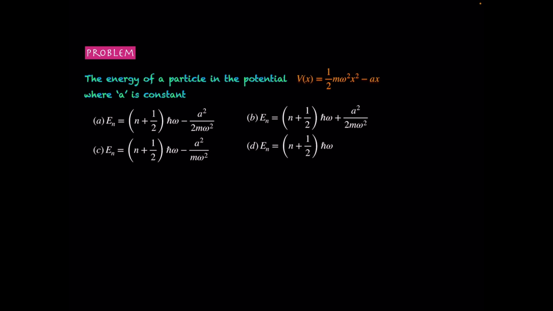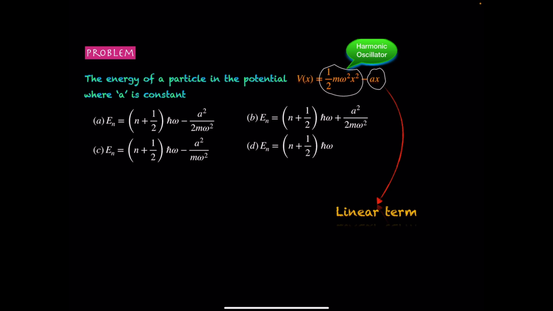Before going into the problem, let us analyze this potential first. As you can see, the first term that appears in the potential is a very well known term to you, and this is your harmonic term basically. And the second term, where a is a constant, is your linear term. So with the usual harmonic oscillator term, there is an extra term that depends linearly on x. So we have to find the energy for this scenario.